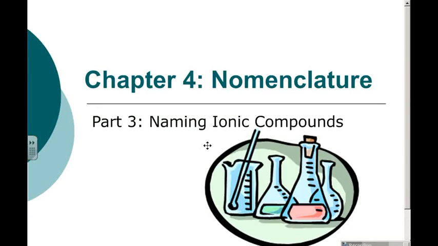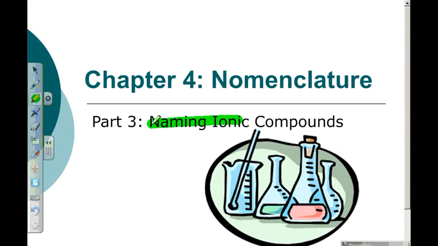All right, so in part 2, you learned about naming ions individually. Now in part 3, we're ready to look at naming ionic compounds. That is, substances where a metal and a nonmetal are joined together in an ionic bond.